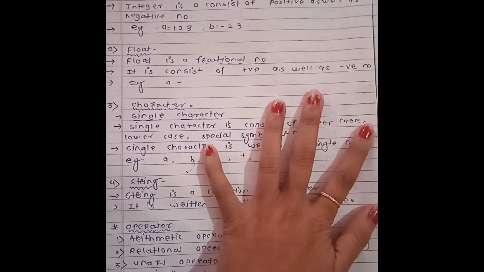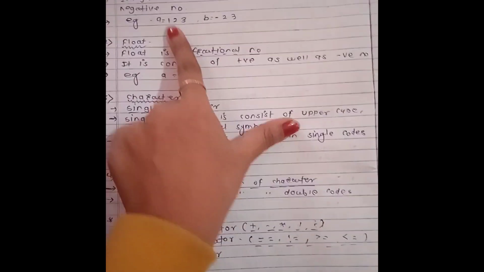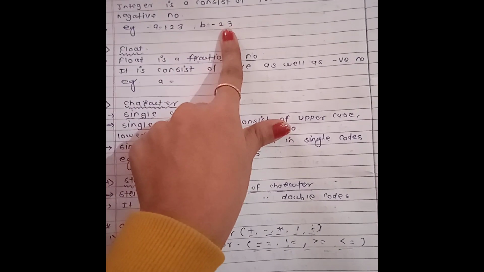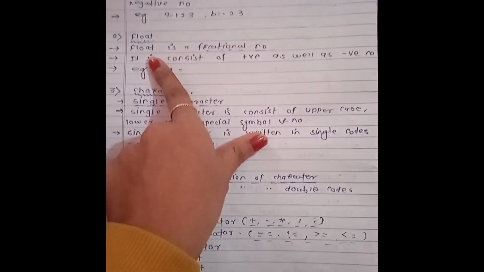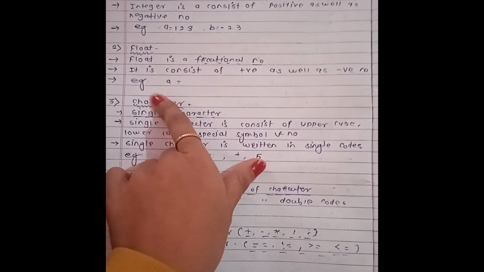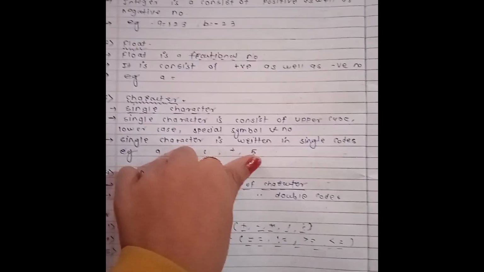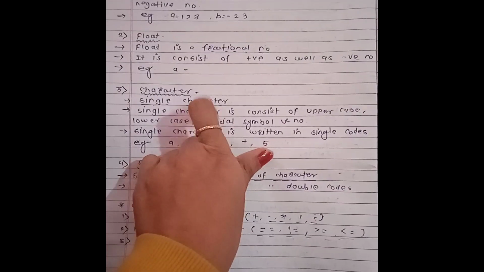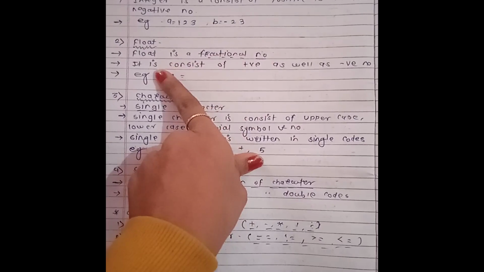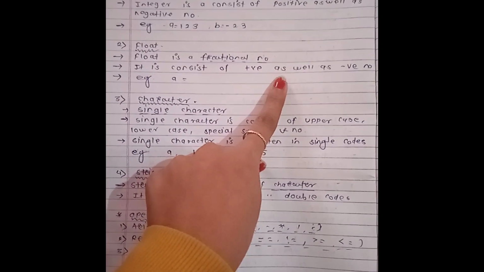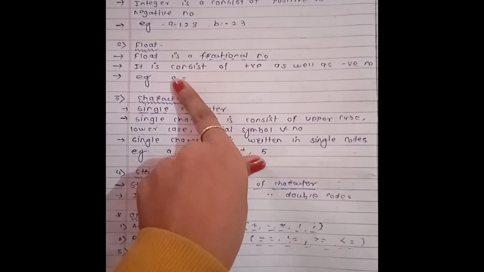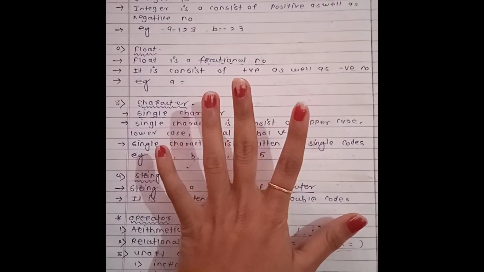Then we will see the integer. What is meant by integer? Integer is nothing but a whole number. It does not have any fractional value, for example a is 123, b is equal to minus 23. It may be positive or it may be negative. Then integer, float, character are data types. Float is a fractional number, and it can be positive as well as negative. Integer is the whole number and float is the fractional number.